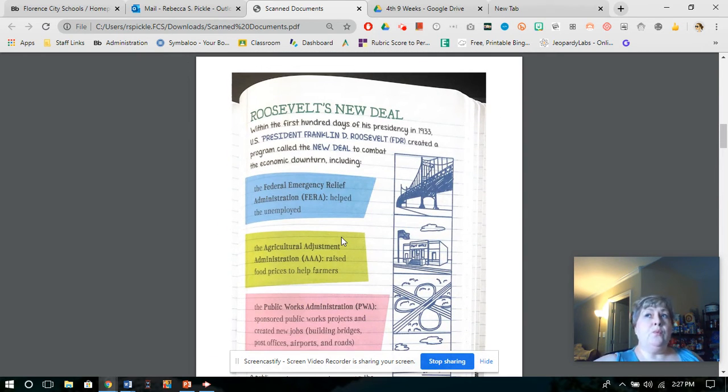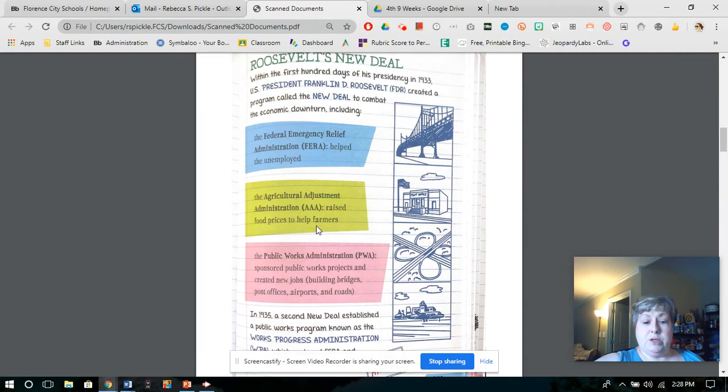All right, so Roosevelt will become the president right after the Great Depression starts. And he will implement some programs that he calls the New Deal. And it is to help the economic downturn during this time. He will create the Federal Emergency Relief Administration to help the unemployed, the AAA, Agricultural Adjustment Administration, which will help the farmers, and the Public Works Administration. This will create new jobs building bridges, post offices, and airports.